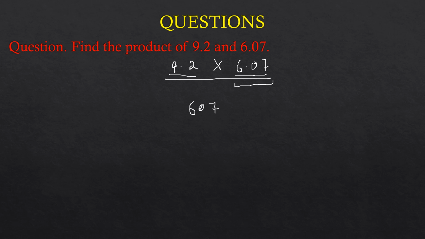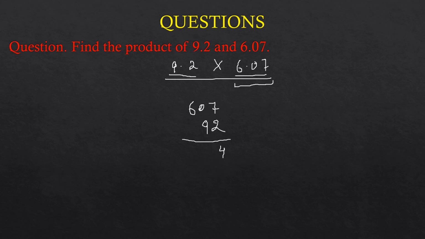So this is having 3 digits, so 607, and we have to multiply it by 92. First, according to the first step, we have to multiply both the numbers as we multiply whole numbers, without decimal points. So we are writing both the numbers without decimal point.